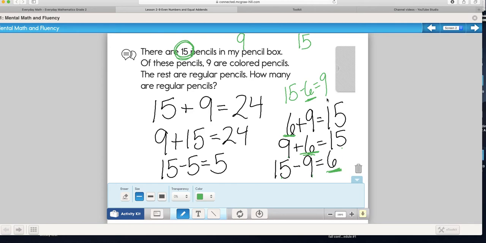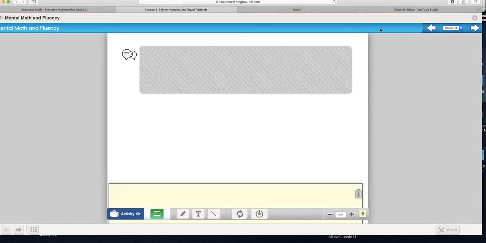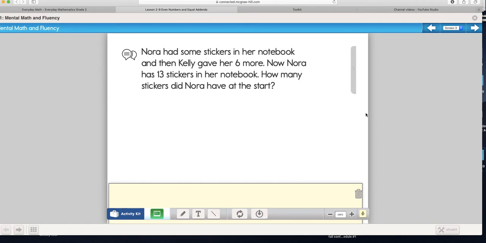Okay? All right, let's try one more. Last brain bell ringer, warmer upper. Ding, ding, ding, ding. Here we go. Nora had some stickers in her notebook, and then Kelly gave her 6 more. Now Nora has 13 stickers in her notebook. How many stickers did Nora have at the start? Solve this on your dry erase board.